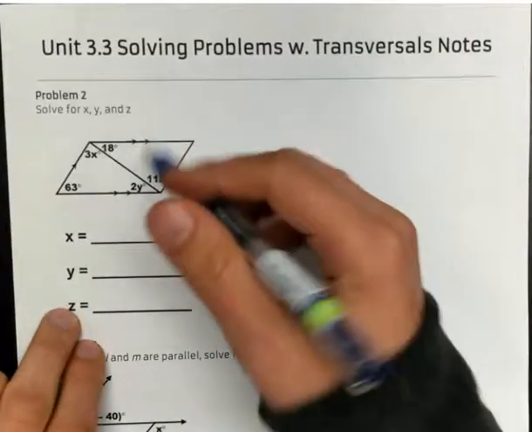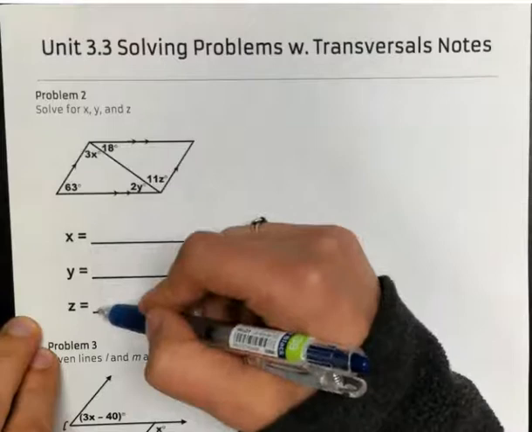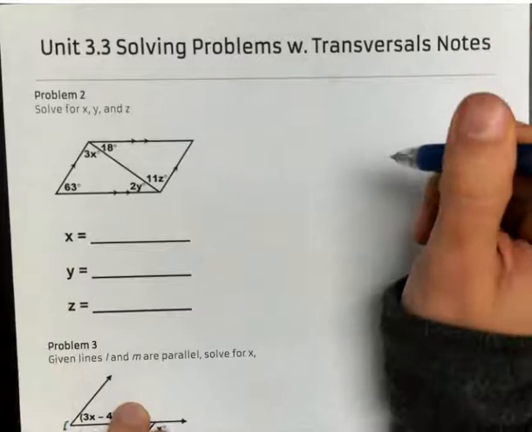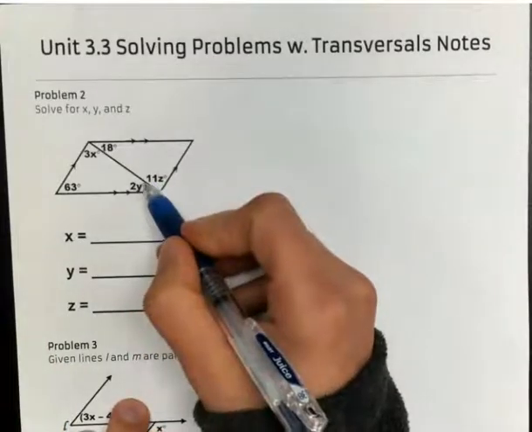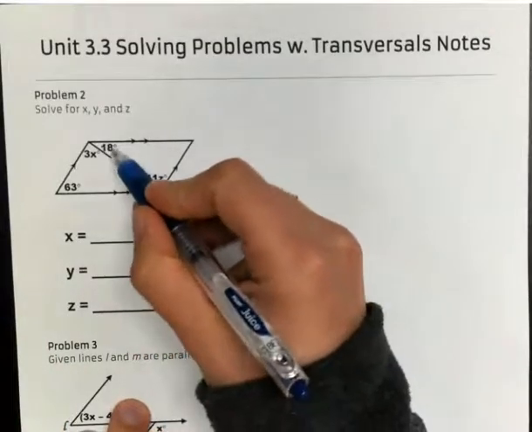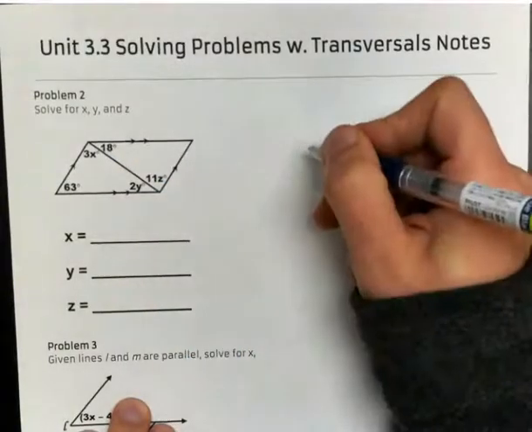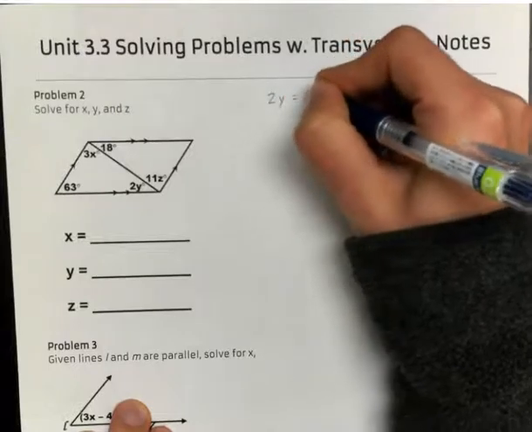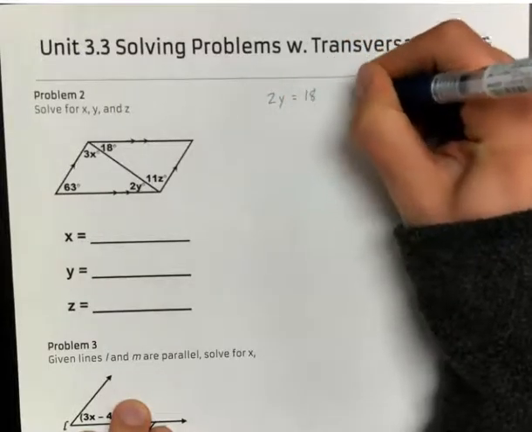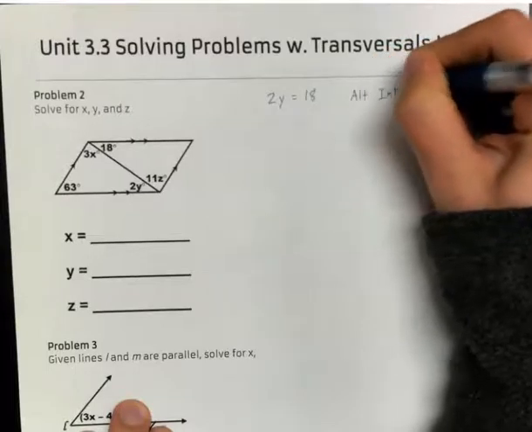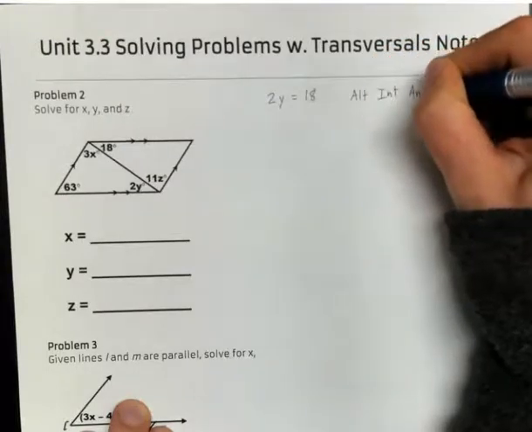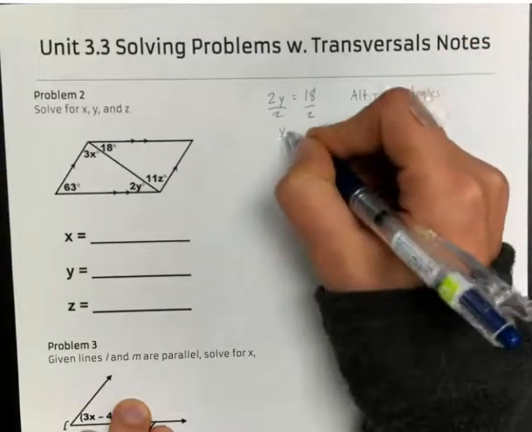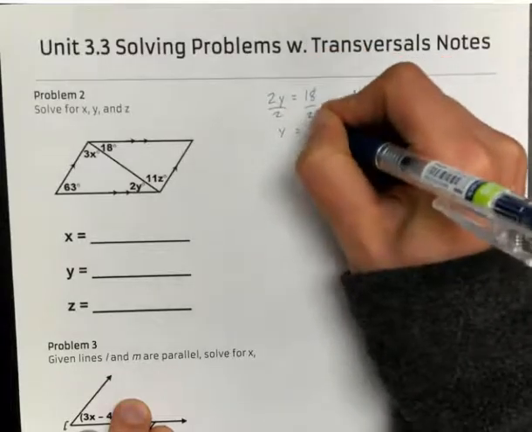Next we have this page, and we're solving for these x, y, and z values. This time we don't have to use systems of equations. There's a simpler way to do things. I can recognize that this 2y is equal to this 18 degrees because these are alternate interior angles. So I'm going to go ahead and say 2y is equal to 18 because alternate interior angles. Just divide by 2 on both sides, and I get y is equal to 9.